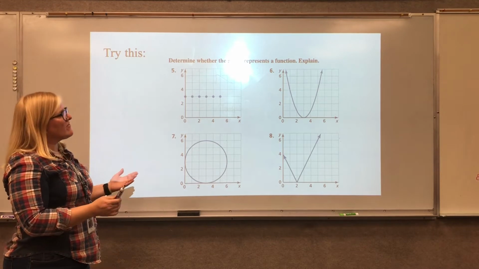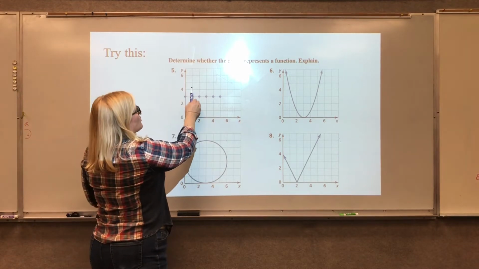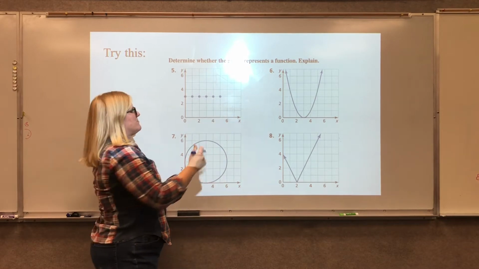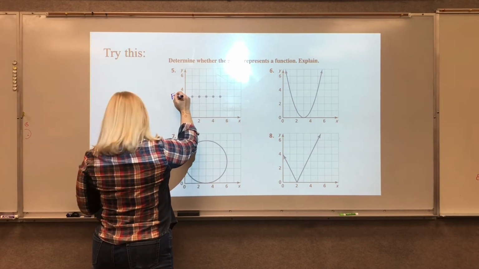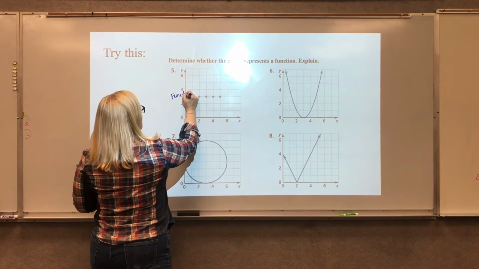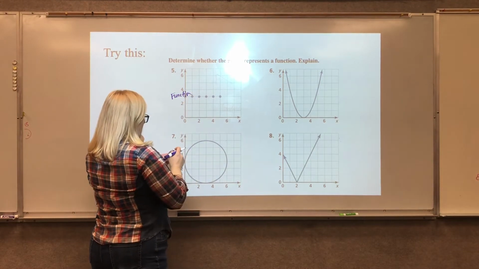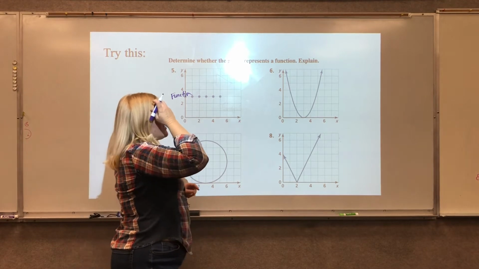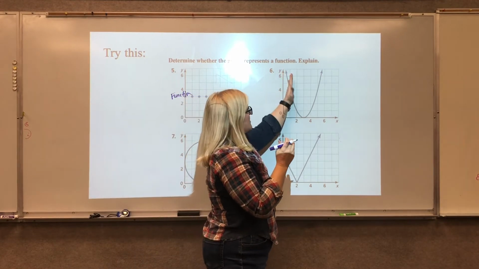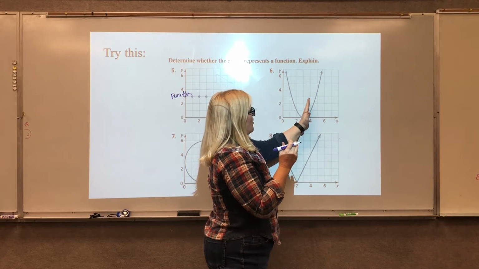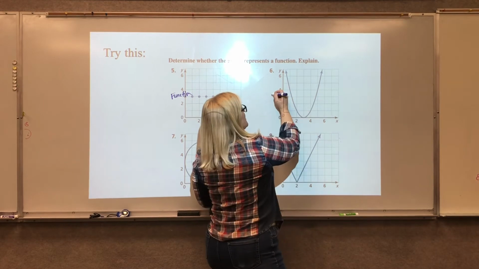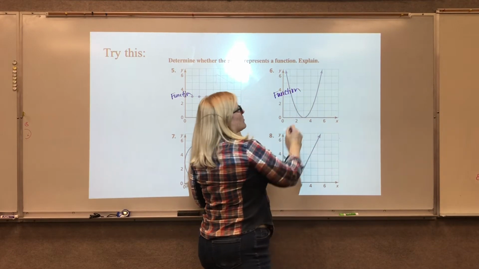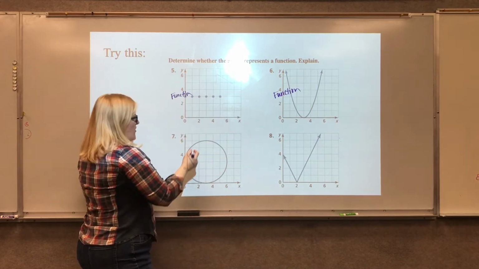Okay, so if I look at my vertical line again, I can go through each one of these, and I'm only hitting in one spot. So this is a function. I forgot to start my timer. That's not good. Okay, this one also, my vertical line test. I go through it, and this is a function because my vertical line test will always only hit in one spot.